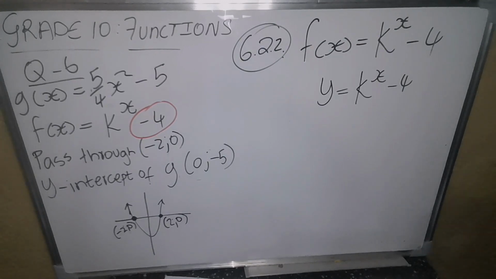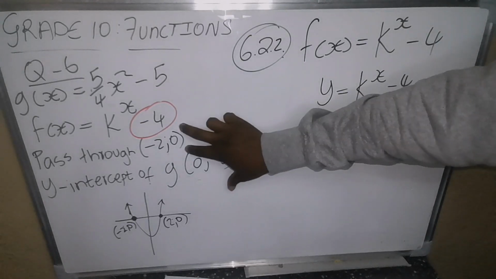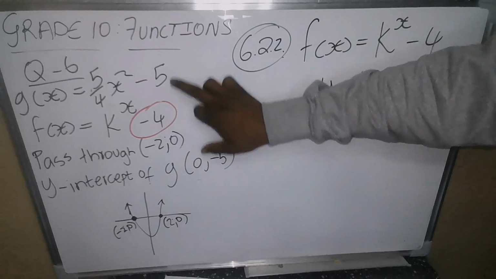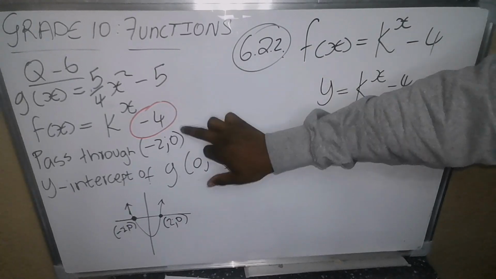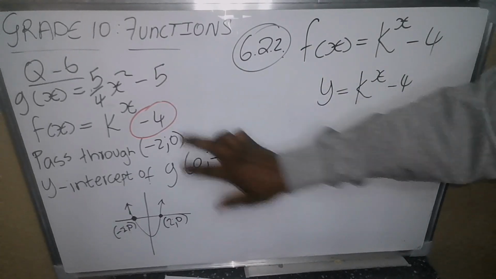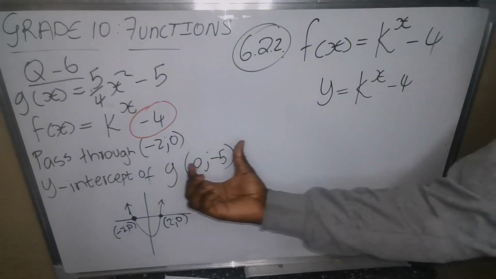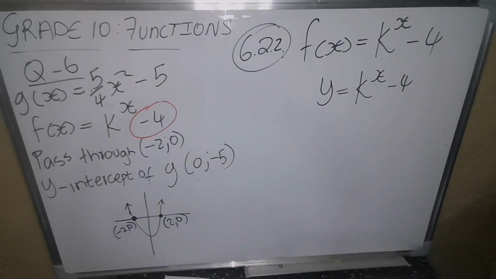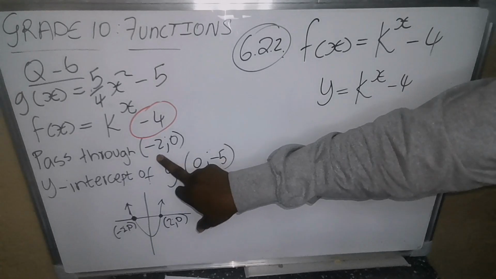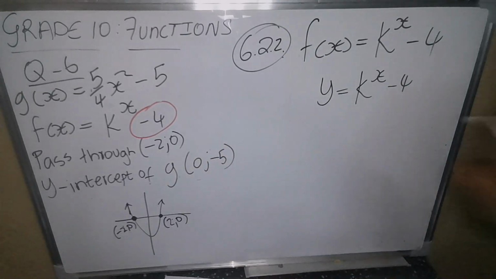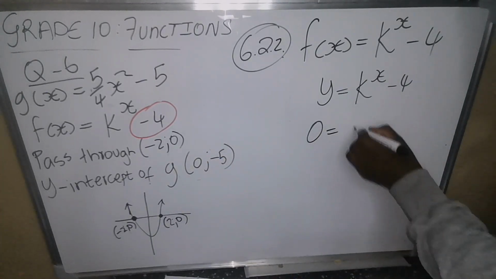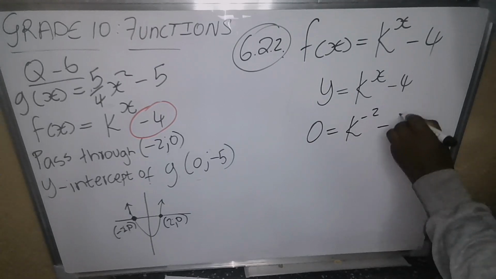On the graph of f at x, which coordinate lies on it? They told you these two graphs both pass through the coordinates -2 and 0. Therefore, I'm going to use -2 and 0 again to find k. Where I see x I put in -2, where I see y I put in 0. 0 equals k to the power -2 minus 4.